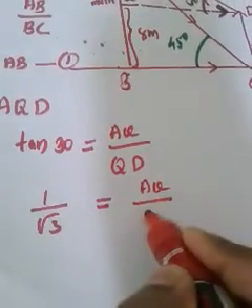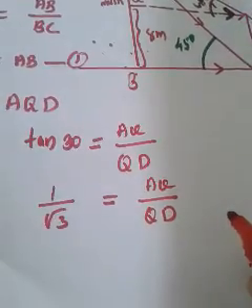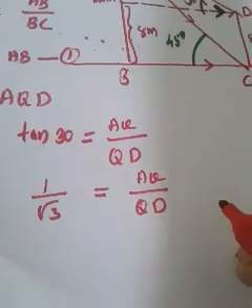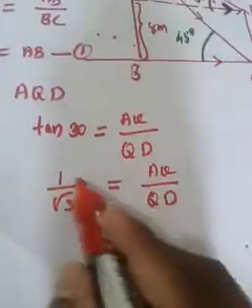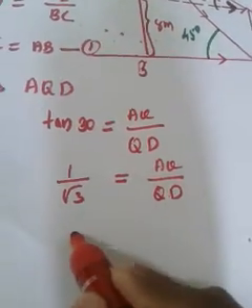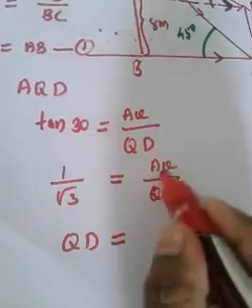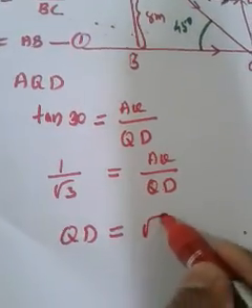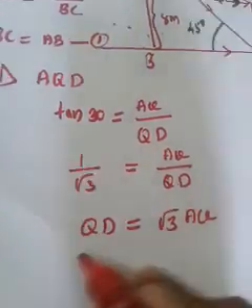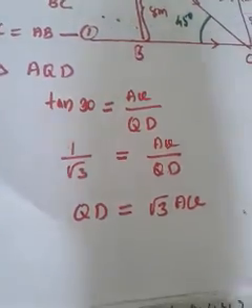1 by root 3 is nothing but AQ by QD. Okay, and now we just cross multiply. What is 1 into QD? 1 into QD is nothing but QD. So what is AQ into root 3? Root 3 AQ. After cross multiplication we reached QD is equal to root 3 into AQ.